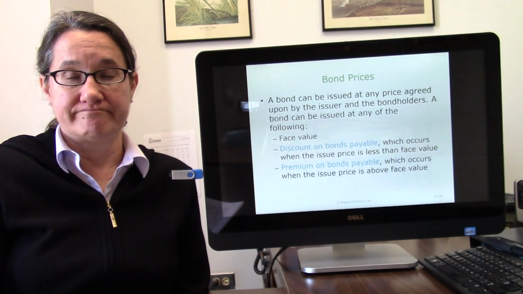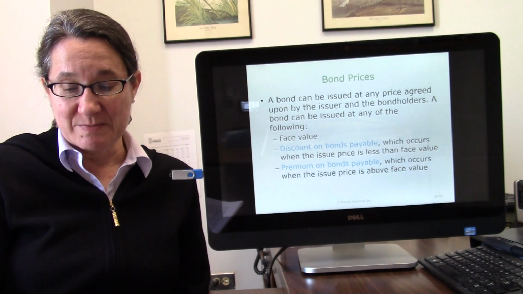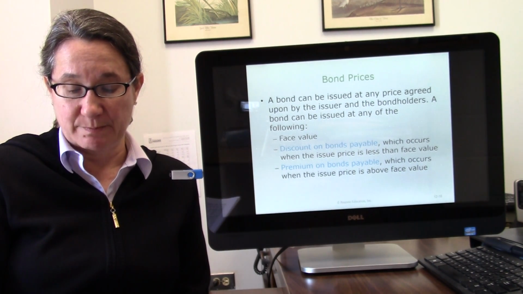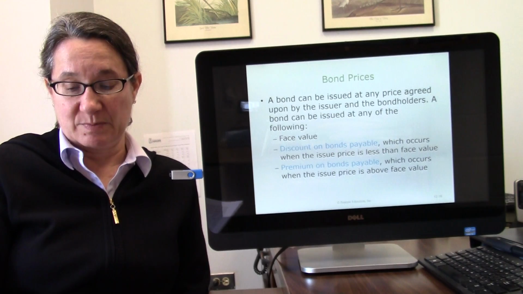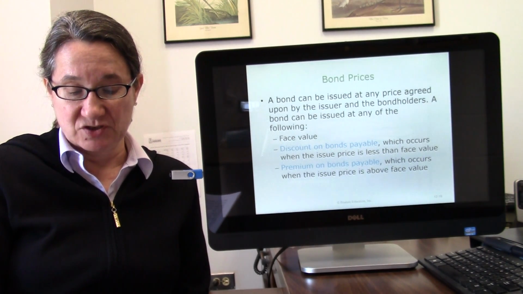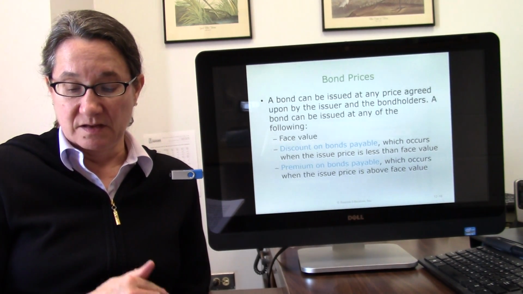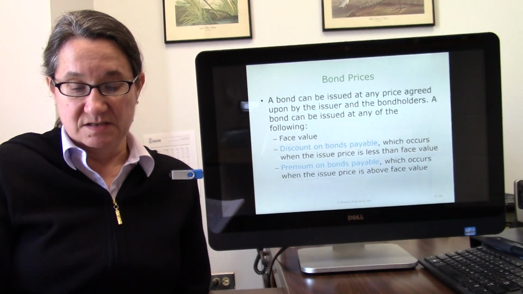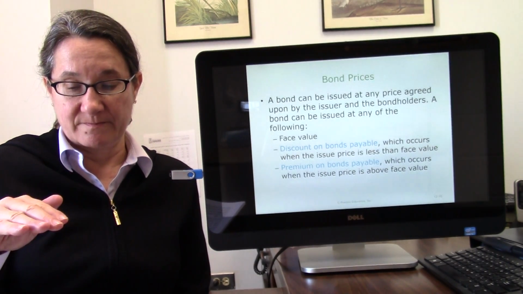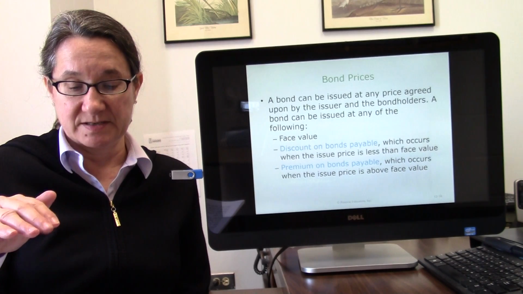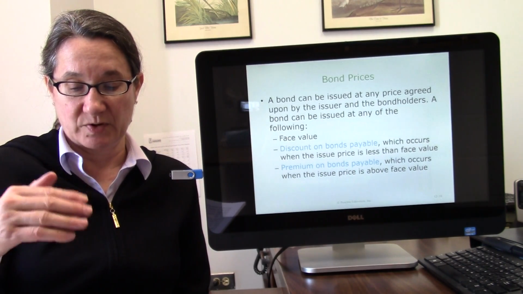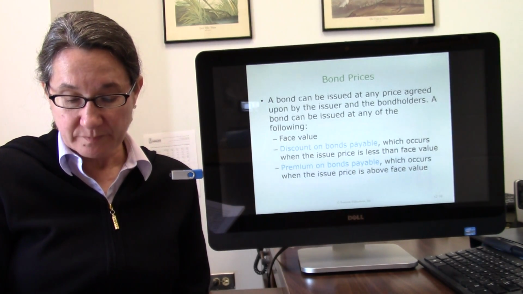And a premium, like it sounds, a premium on bonds payable is when the issue price is above the face value. Example, a $1,000 bond issued for $1,015. The premium is $15. So face value equal to what the face value is, discount less than the face value, premium more than the face value.